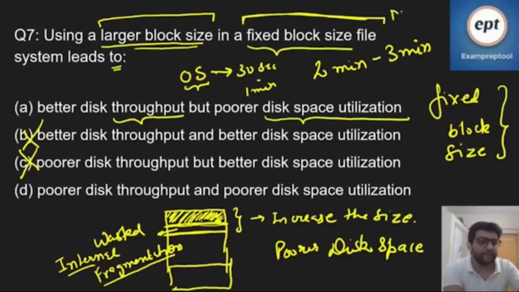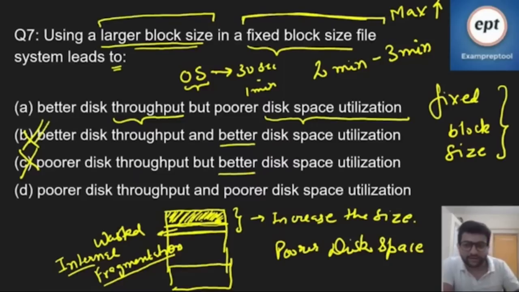This can help to maximize your score. We have to maximize our score in order to improve our rank, right? So we can see that here the option said better disk space utilization and also here better space utilization. So the answer is not better space utilization. Now it is asking about the disk throughput, right?